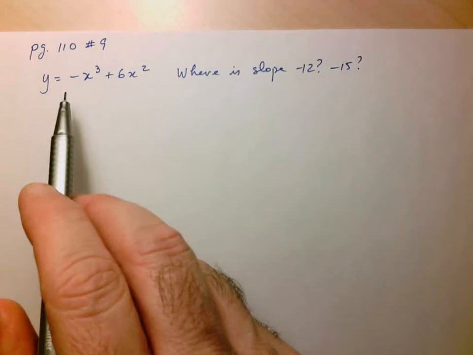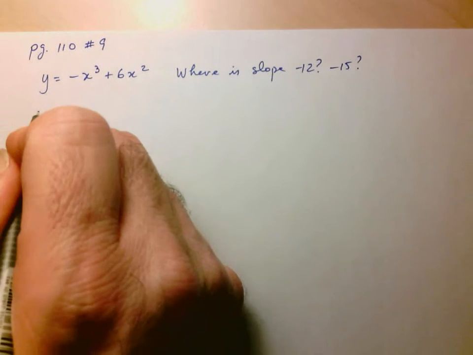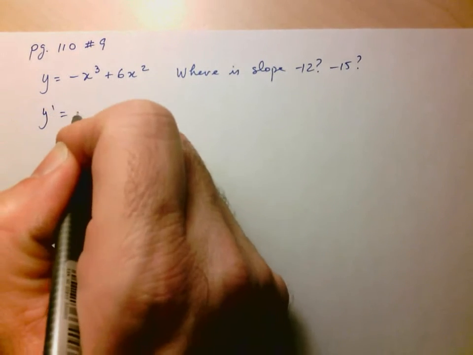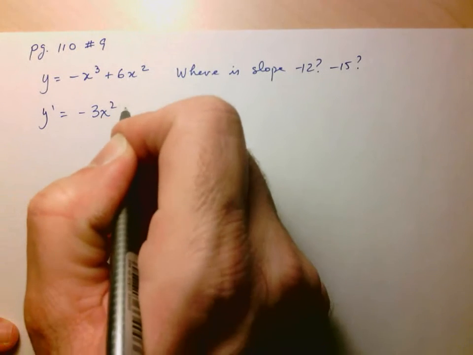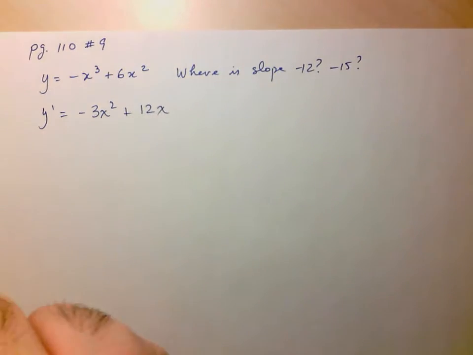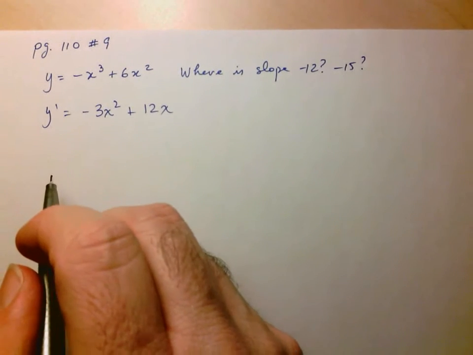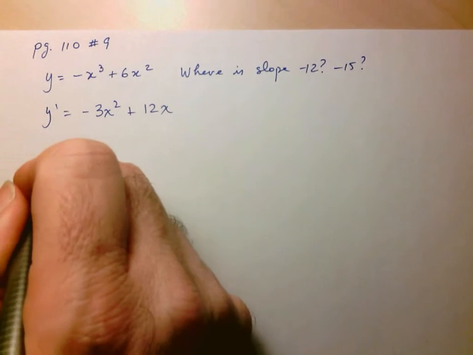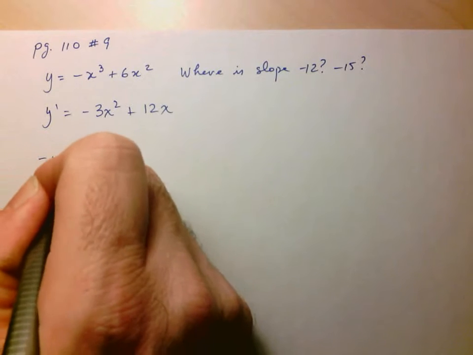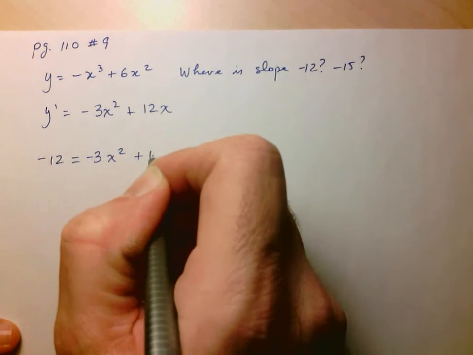Okay, so we know that the slope of the tangent is given by the derivative of this function, so let's start by finding the derivative. So y prime is equal to negative 3x squared plus 6 times 2x, so 12x. Okay, and we want to know when this slope is equal to first negative 12. So I just replace my slope of the tangent here, my derivative, by negative 12, and I get negative 12 equals negative 3x squared plus 12x.